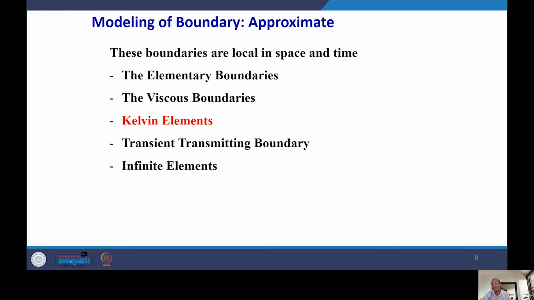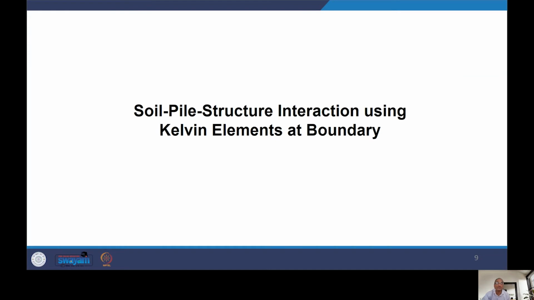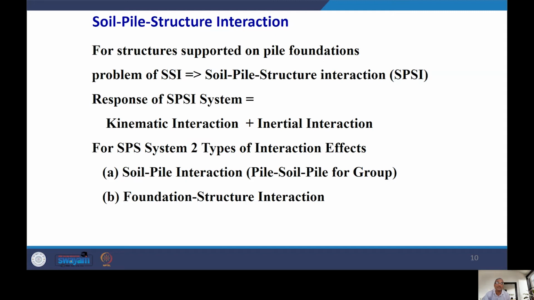First of all, modeling and some of the results also. So let's see how to do Kelvin elements. What we are going to discuss in the next few slides is soil pile structure interaction using Kelvin elements and boundary, using this SPSI for structures which are supported on pile foundations.